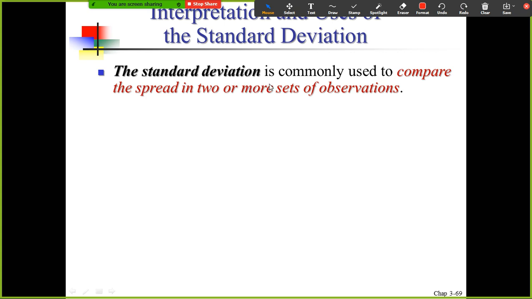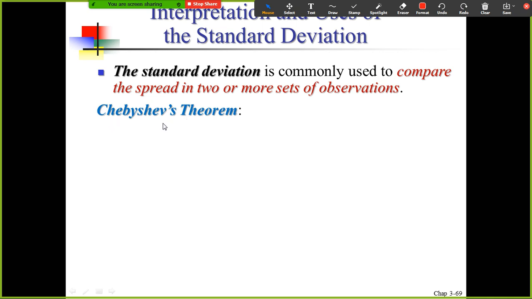Okay, the standard deviation is commonly used to compare the spread in two or more sets of data. So in this case, if you have two or three sets of data, and you want to find which data set has more spread, you need to compute the standard deviation from our data. And if one data set provides the largest standard deviation, then that data set is more spread out than the others.